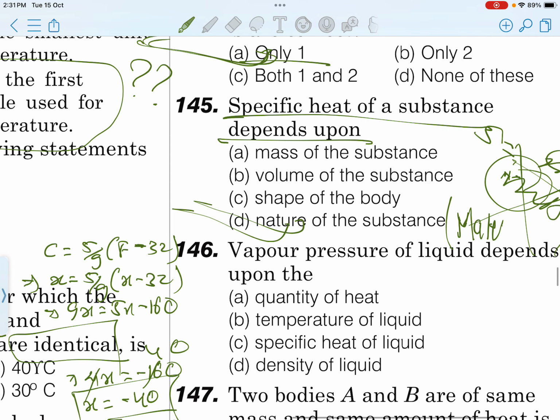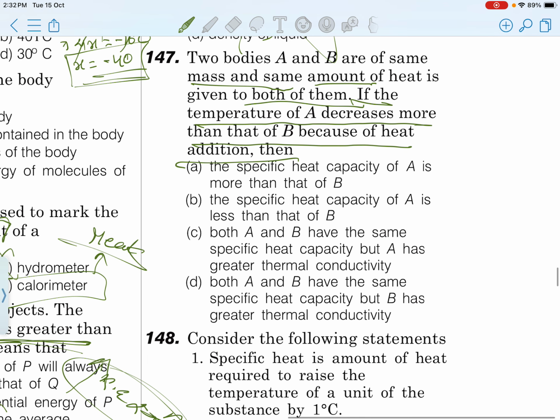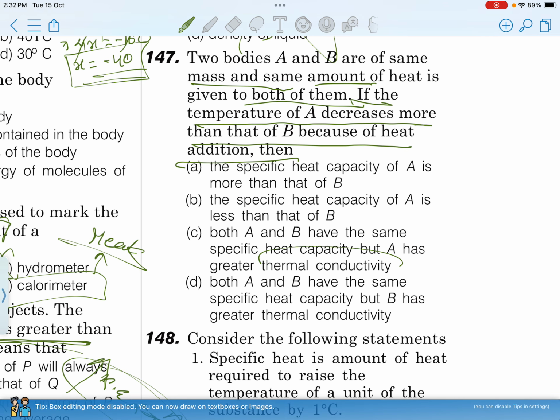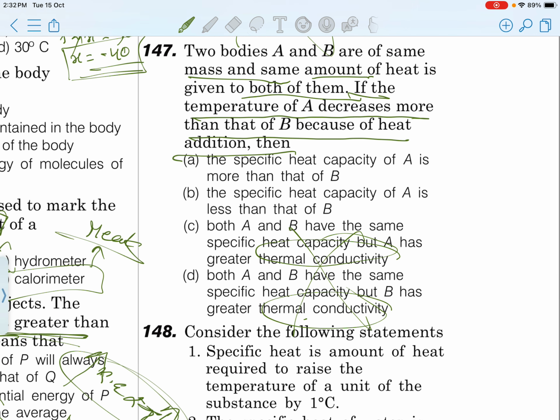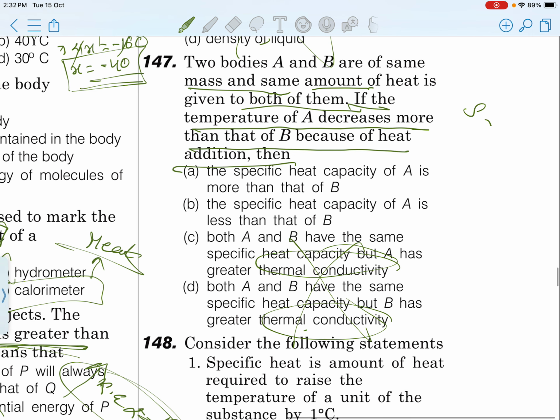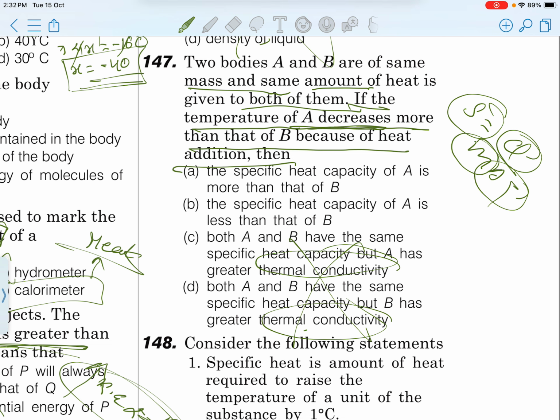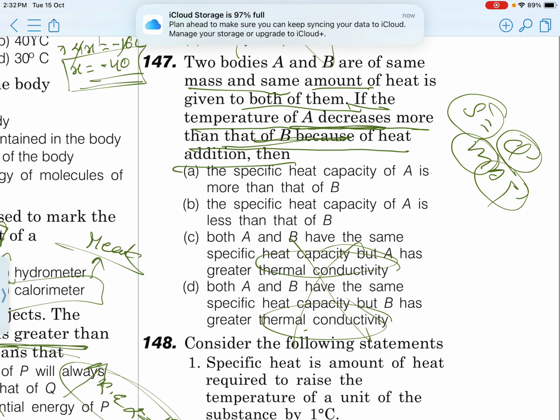Two bodies A and B are of the same mass and the same amount of heat is given to both of them. If the temperature of A decreases more than that of B because of heat addition, then... Thermal conductivity doesn't come into play in this question. So just think logically. It's a very logical question. We already know S equals Q upon M dT, the amount of heat required to raise the temperature of 1 kg mass by 1 degree Celsius.